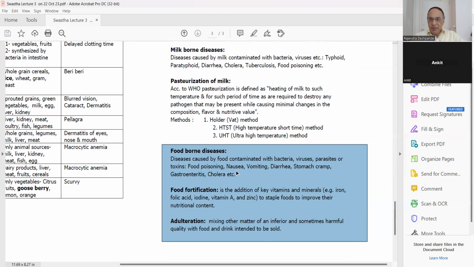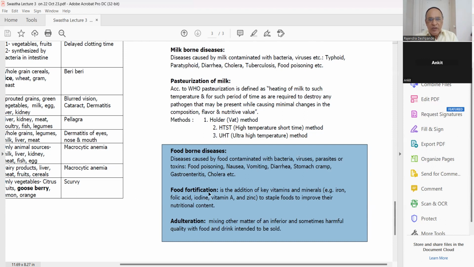Nausea, feeling of vomiting, nausea, is called hrullas in Ayurveda. Vomiting is chardi. Diarrhea, loose motions, stomach cramp, pain in the abdomen, gastroenteritis: inflammation of the stomach and inflammation of the intestine, both. In short, it is called a gastro. There is an epidemic of gastro. So vomiting plus loose motions together is gastroenteritis. Then cholera, I think it is repeated.